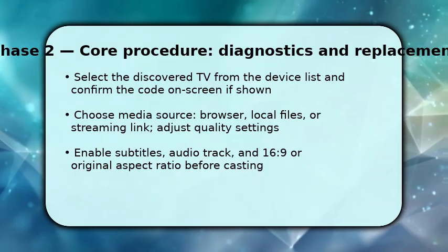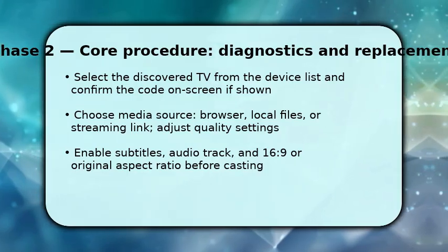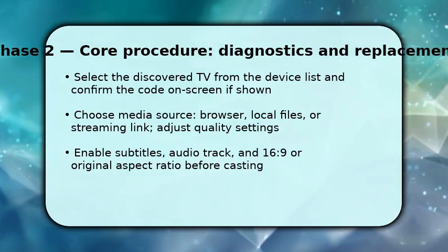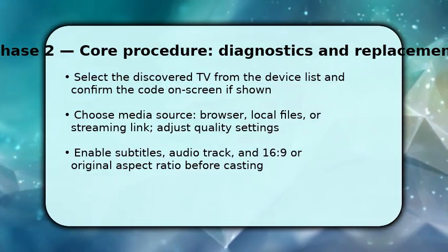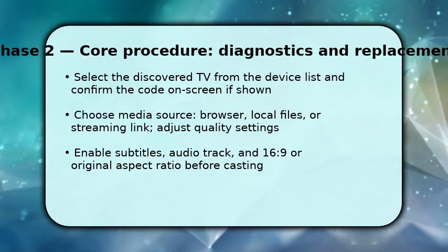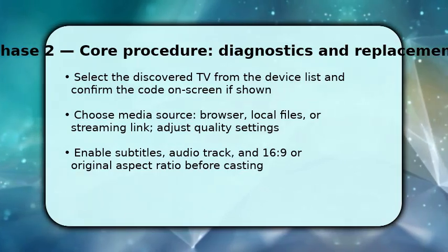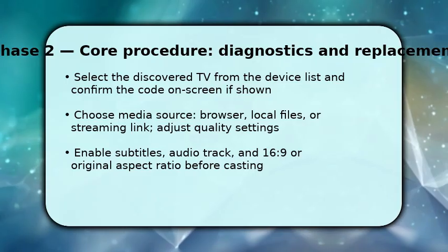Then pick your media. Use an app browser for websites, import a local file, or paste a streaming URL. After selecting content, set quality and aspect ratio. This prevents automatic downscaling or letterboxing. If subtitles or alternate audio are needed, enable them now.